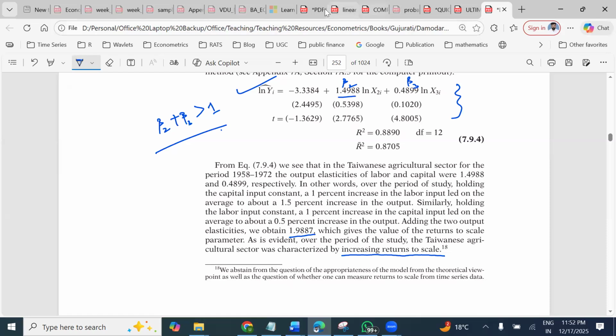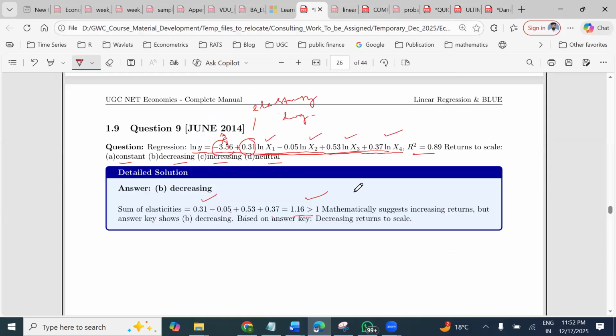Yes, sir. Now when we go to the question, can you just check your question bank? Why is the answer decreasing? Or is there any problem? Quickly check. One minute, sir.